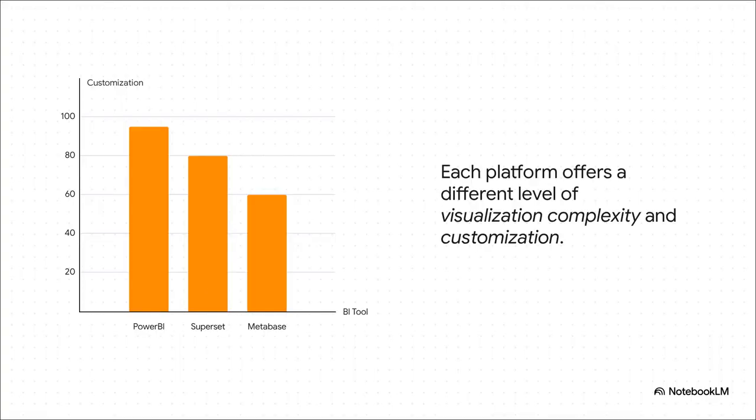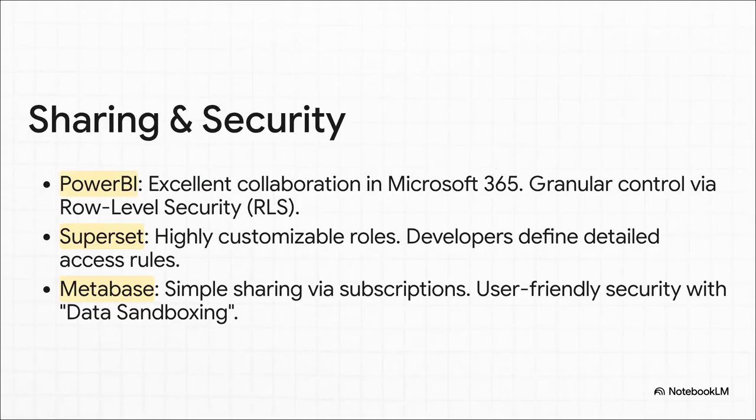And when we look at visualization, you see a really similar pattern emerge. Power BI gives you this deep, granular control over every single pixel of your charts. Superset comes packed with a huge library of over 50 different chart types, including some really advanced maps. And Metabase? Yep, you guessed it. It focuses on simplicity. The goal is to give you clean, clear charts that are just plain easy to build and understand.